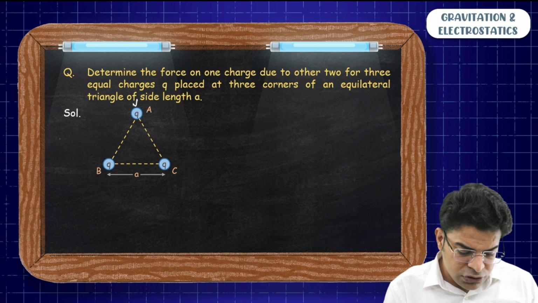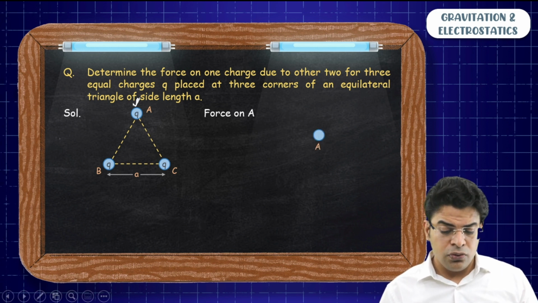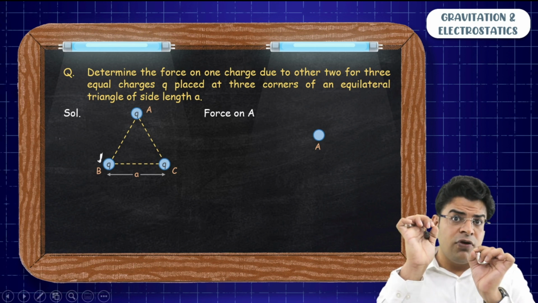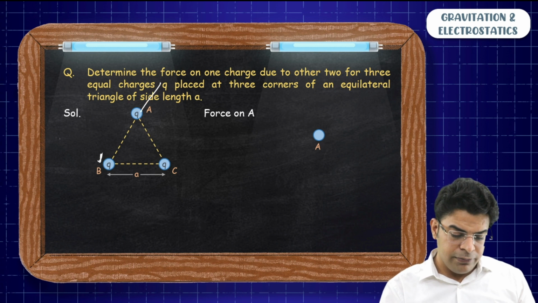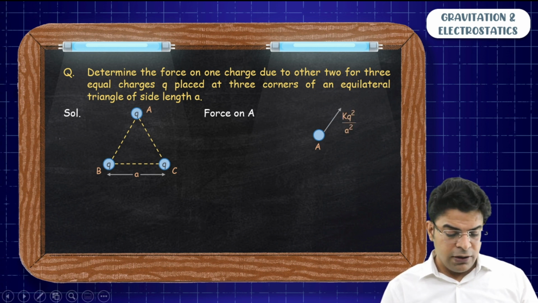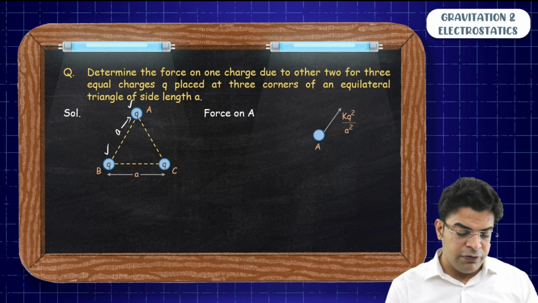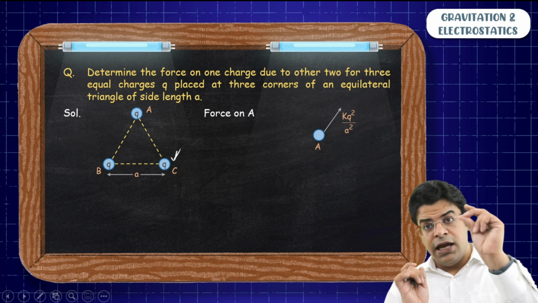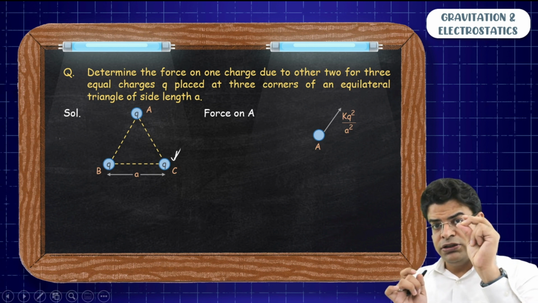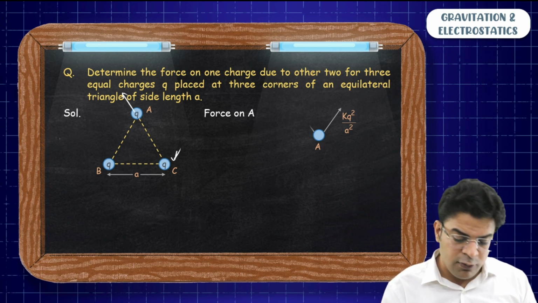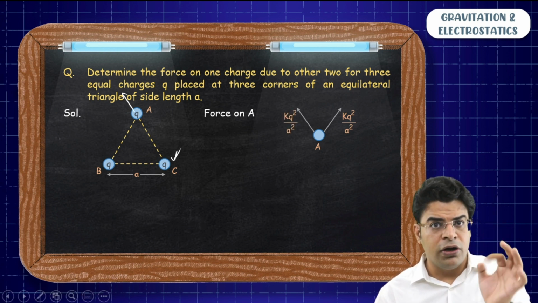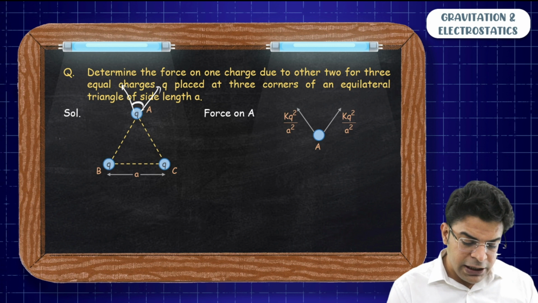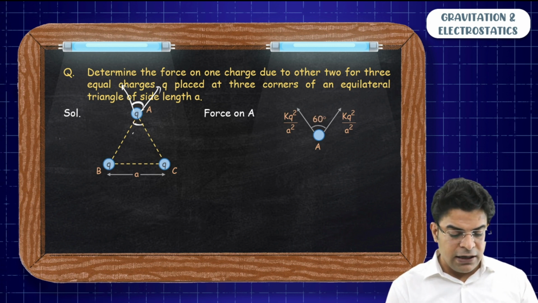Now visualize the force on any one of the charges, A, due to the other two charges. So because of B, as B and A have got charge of similar type, B will repel A. And this force will be equal to K into q upon separation between them whole square, so that will be kq square upon a square. Because of C also, since A and C have the same sign of charge, C will also repel A. So there will be one more force, that will be kq square upon a square. And the angle between these two forces applied by B and C will be nothing but 60 degrees, as this angle is 60 degrees.